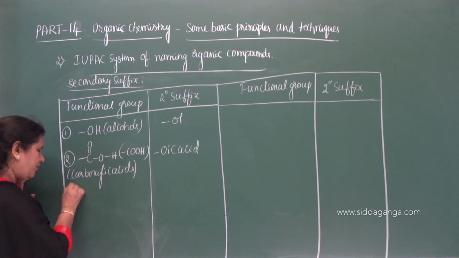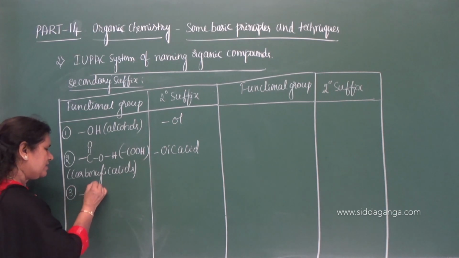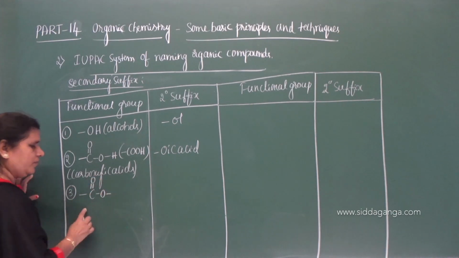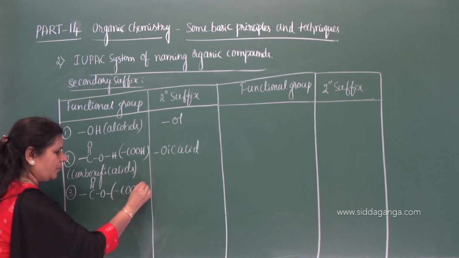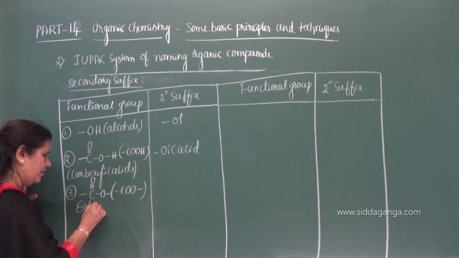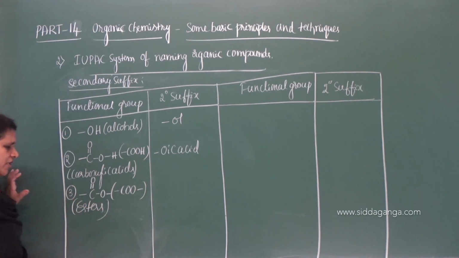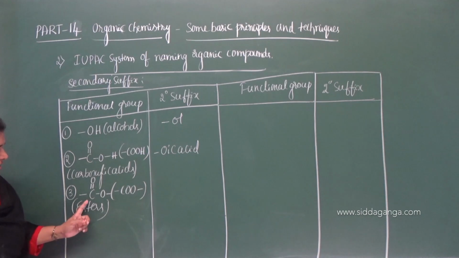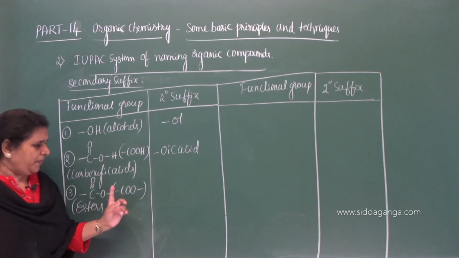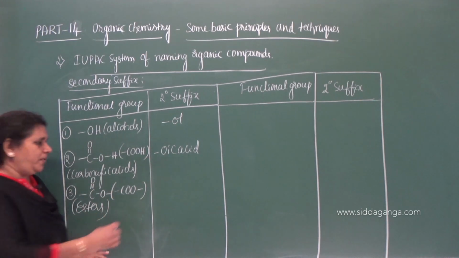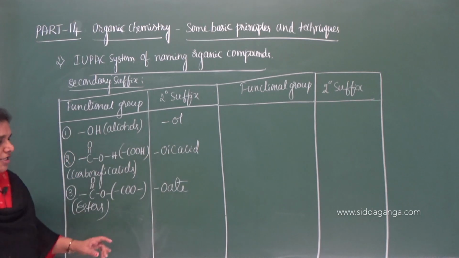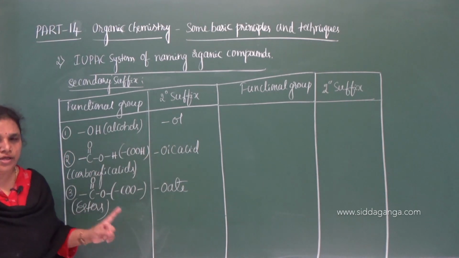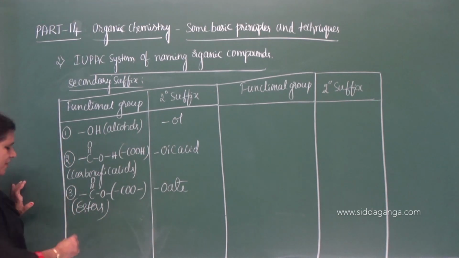Then the third one, C double bond O. So you know that it is an ester group, COO. So it is the functional group of esters. C double bond O, COO, and as you know that it is a non-terminal functional group, the secondary suffix will be OATE. What is the secondary suffix? OATE. OATE is the secondary suffix.